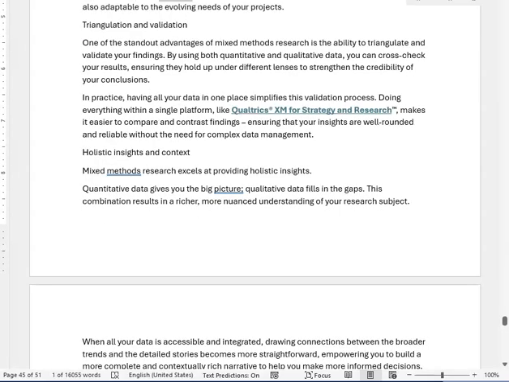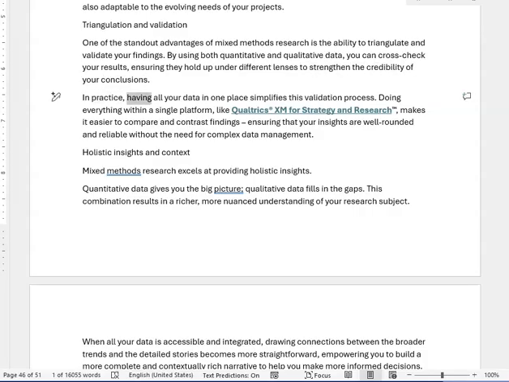By integrating these methods, you can ensure that your research is not only thorough, but also adaptable to the evolving needs of your projects. Triangulation and validation. One of the standout advantages of mixed methods research is the ability to triangulate and validate your findings. By using both quantitative and qualitative data, you can cross-check your results, ensuring they hold up under different lenses to strengthen the credibility of your conclusions.